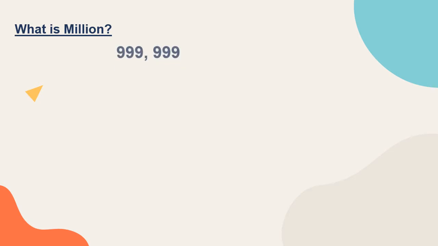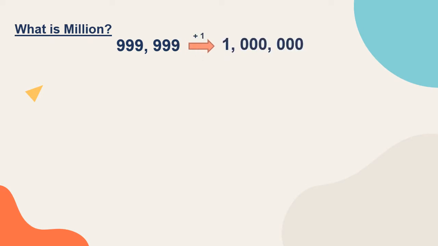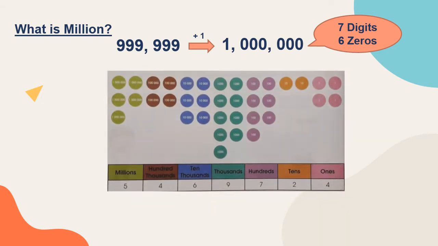What is a million? Now, have you ever wondered what comes after 999,999? The next number is 1 million. So million is our next place value and comes after 100,000. It has 7 digits and 6 zeros. So repeat after me. A million has 7 digits and 6 zeros.